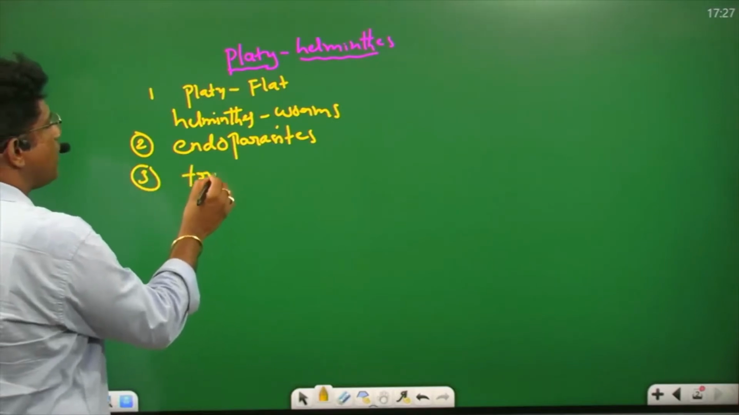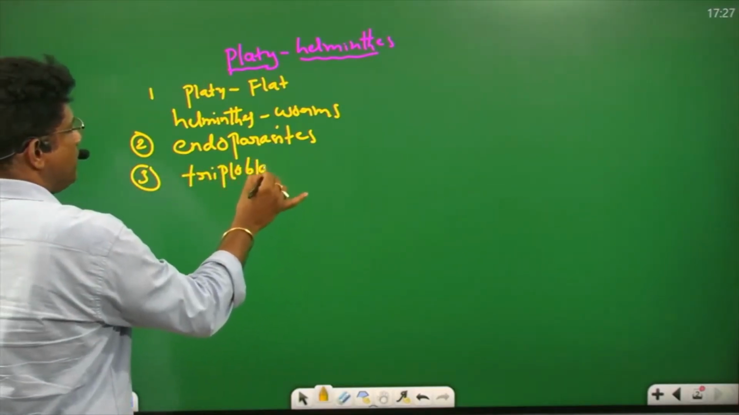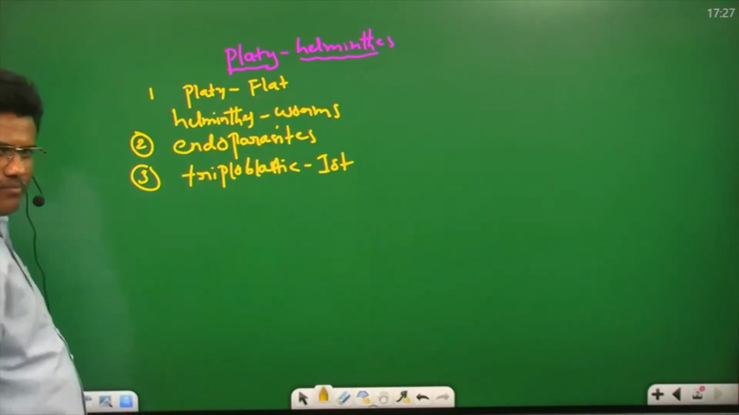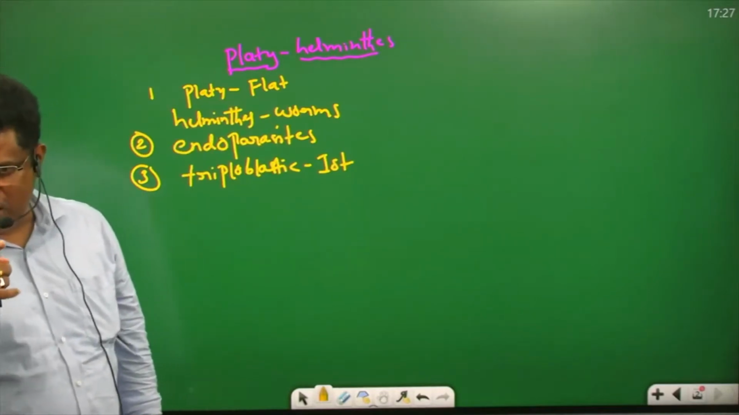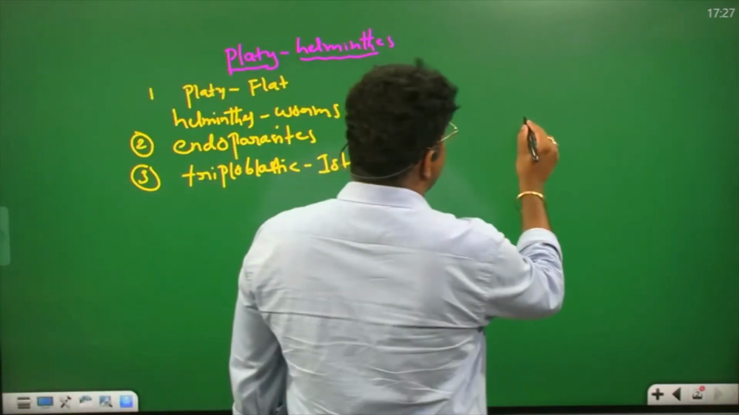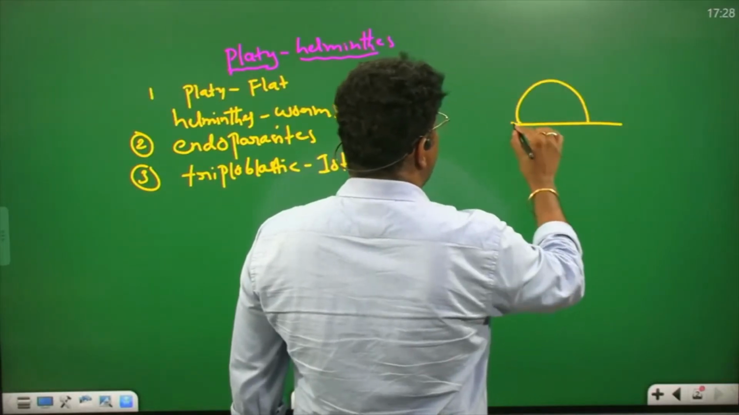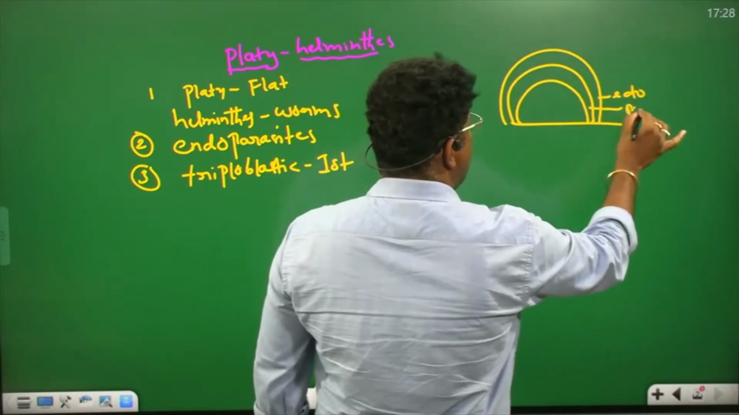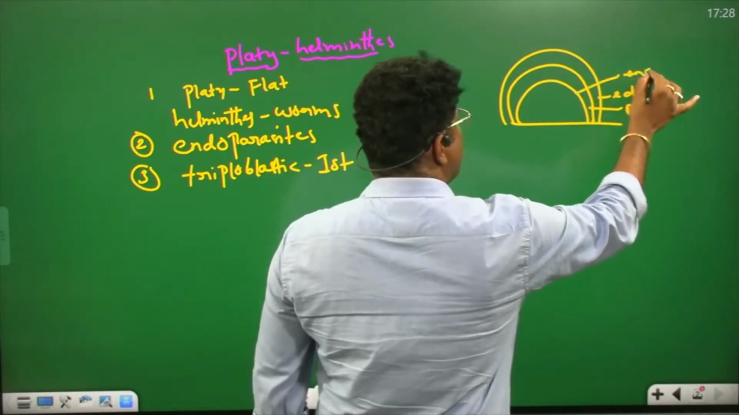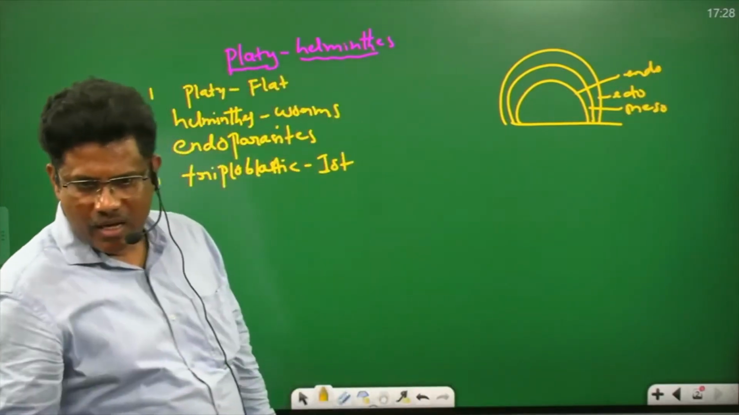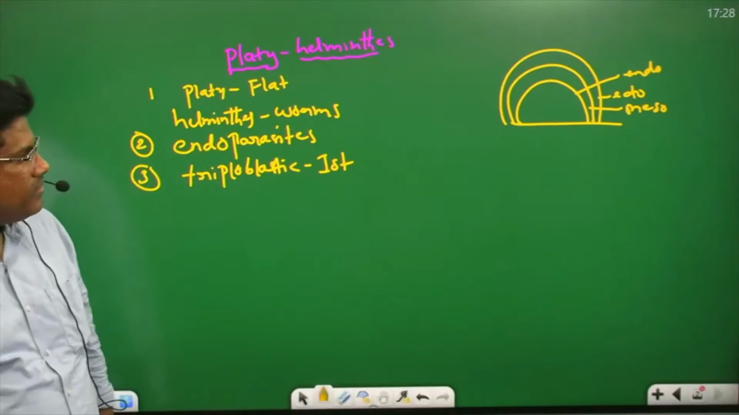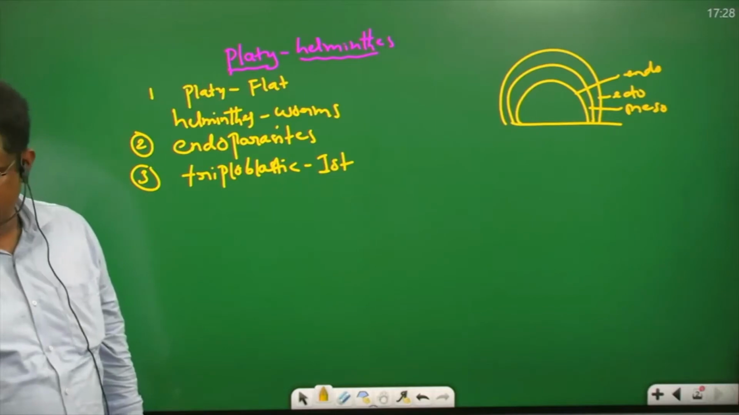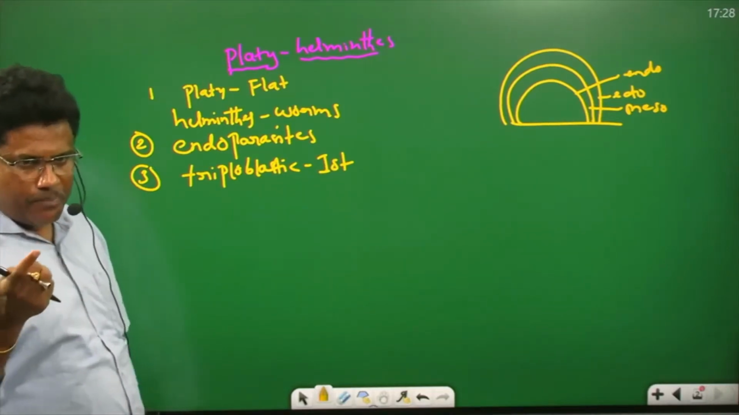You listen here. These organisms are triploblastic. They are the first triploblastic phylum. Platyhelminthes is the first triploblastic phylum. Yes, you see, this is the body. Body is covered by 3 layers: outer ectoderm, middle mesoderm, inner endoderm. Any doubts? 3 germ layers are there. First time 3 germ layers are formed in the Platyhelminthes.